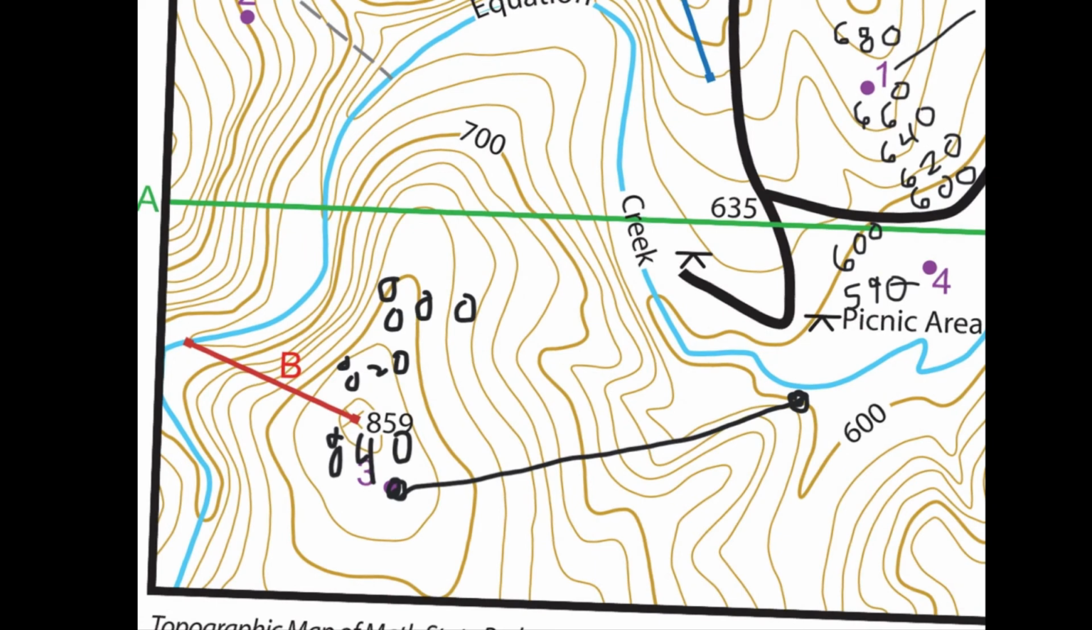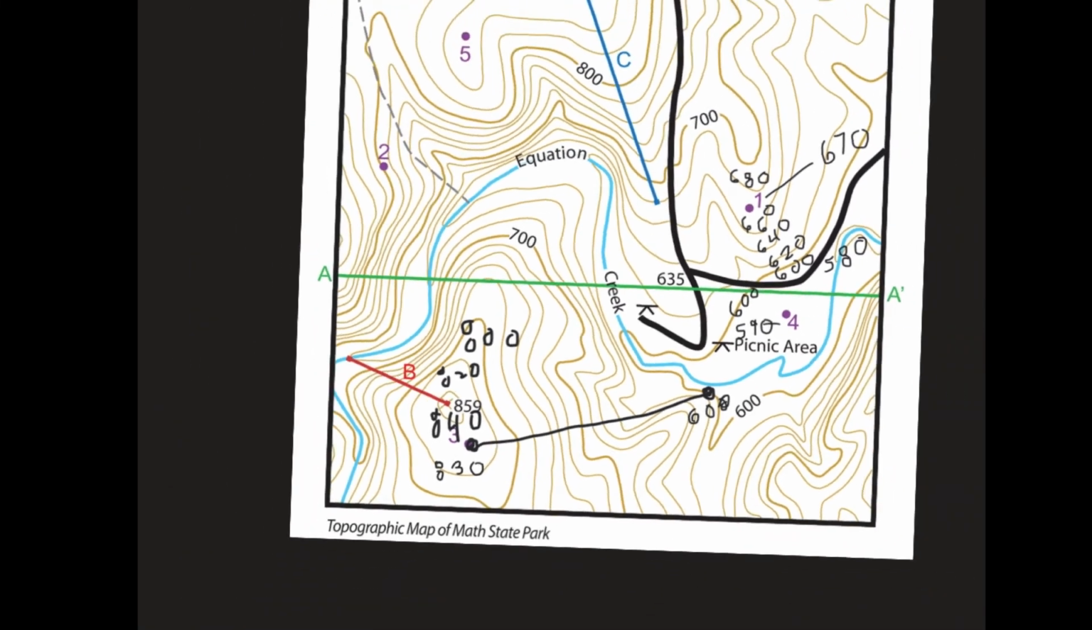So point 3 is basically in between 820 and 840. So we don't know exactly what it is, but you might make a guess that it's just about 830, and so that's the guess we're going to use. And then we've got our lower elevation point, the other end of the line, at 600.